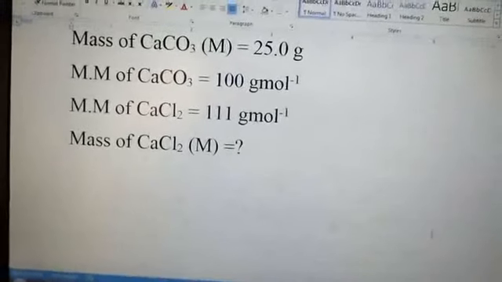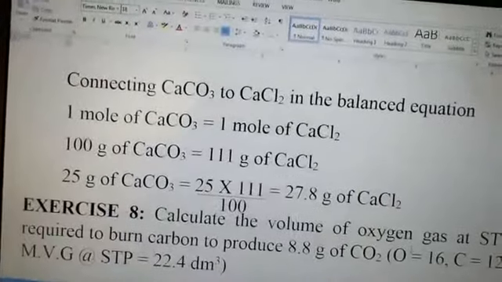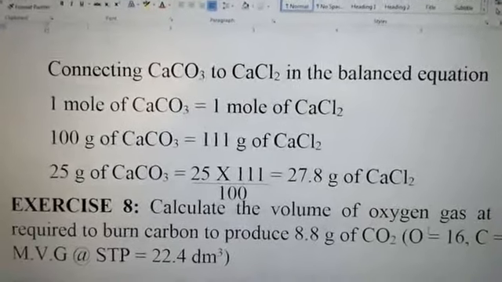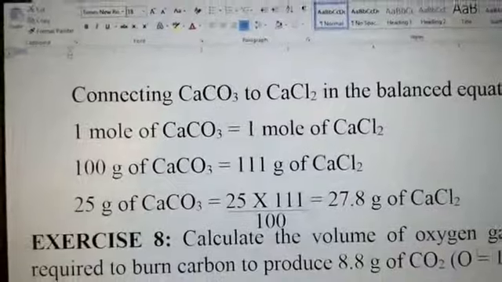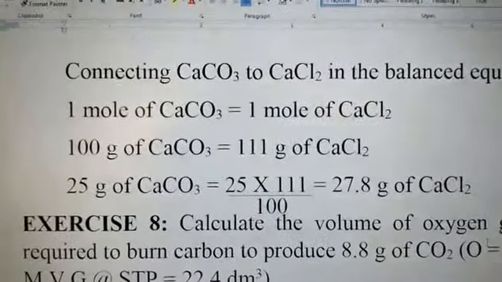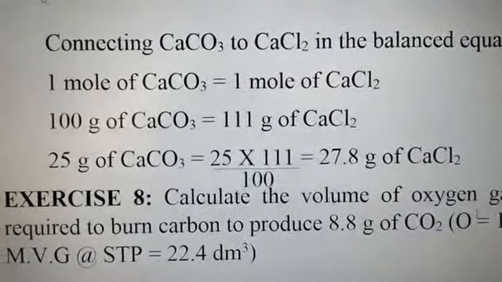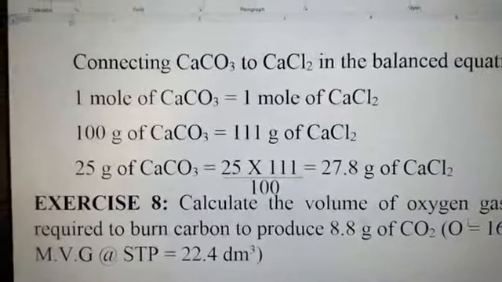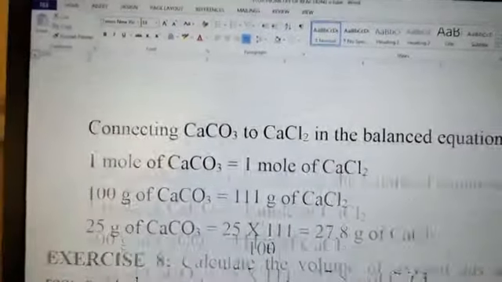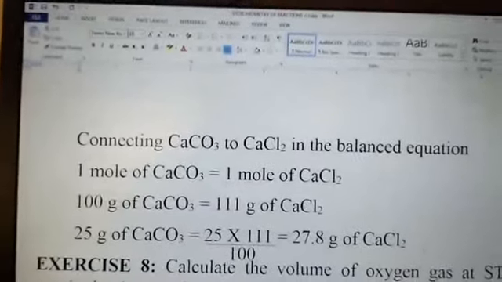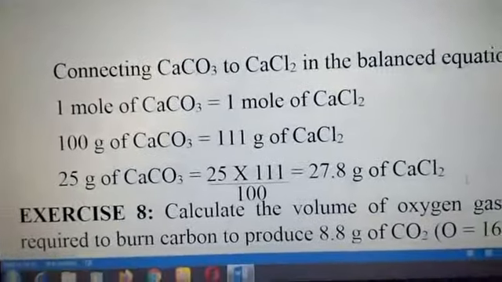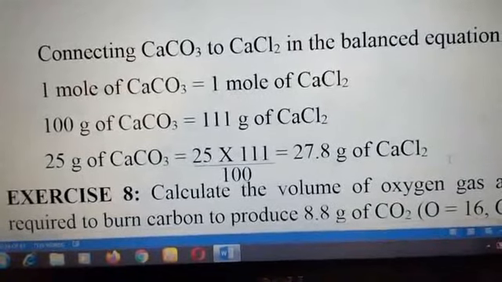So this one is a straightforward question. We're looking for the mass of calcium chloride. So work from the balanced equation, connecting the known calcium carbonate to the unknown, which is calcium chloride. In the balanced equation, the mole ratio of the two is 1:1. 1 mole of calcium carbonate is equal to 1 mole of calcium chloride. So you can see that 1:1. So we'll go back. 1 mole of calcium carbonate is equivalent to 1 mole of calcium chloride.